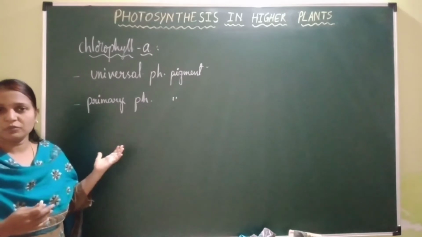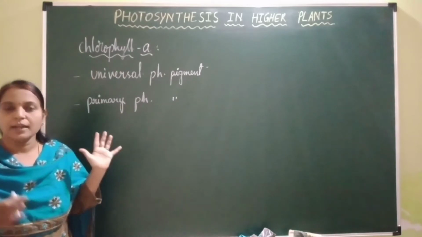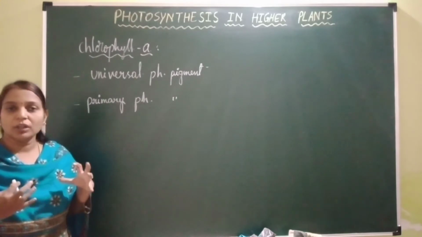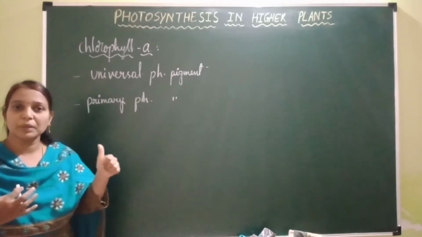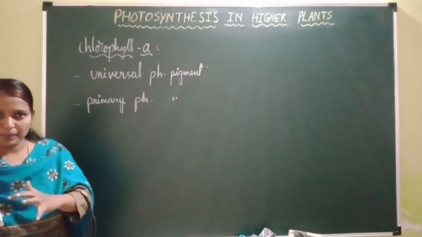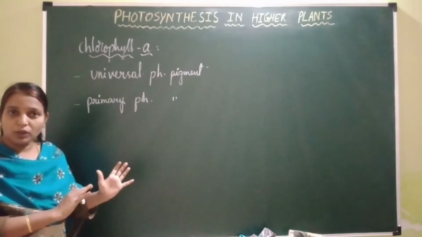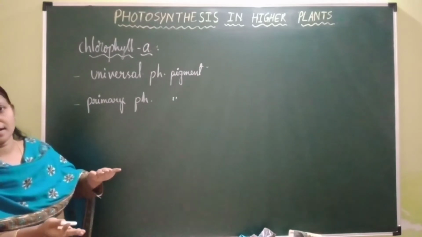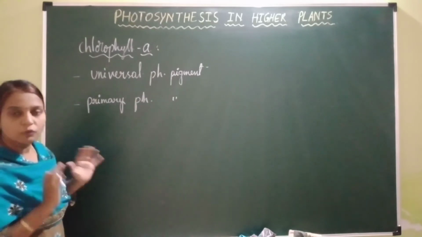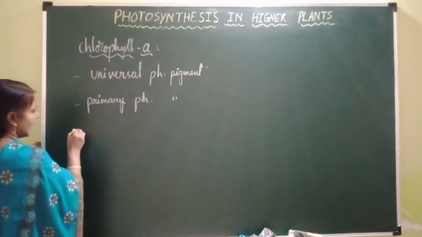In higher plants, how many photosynthetic pigments are present? Chlorophyll A is there, B is there, carotenes are there, xanthophylls are there. Among all these pigments, chlorophyll A is the only pigment which can trap sunlight and convert it into chemical energy. All other pigments trap sunlight and provide it to chlorophyll A. Hence it is the primary photosynthetic pigment, without which photosynthesis does not occur.